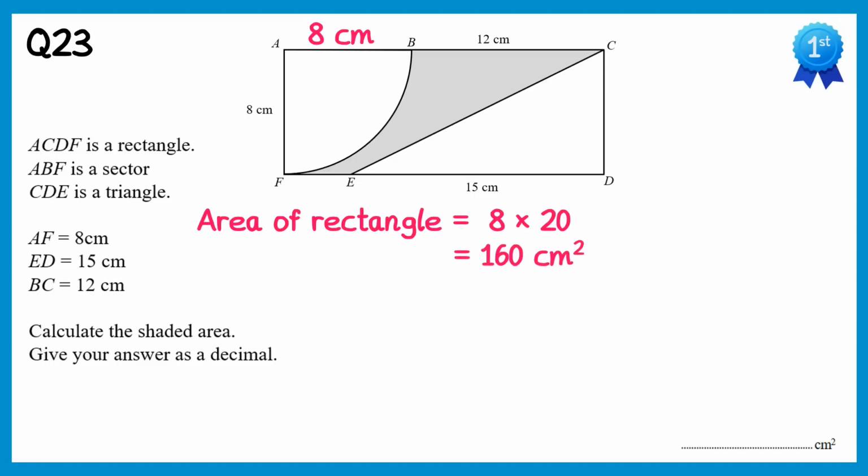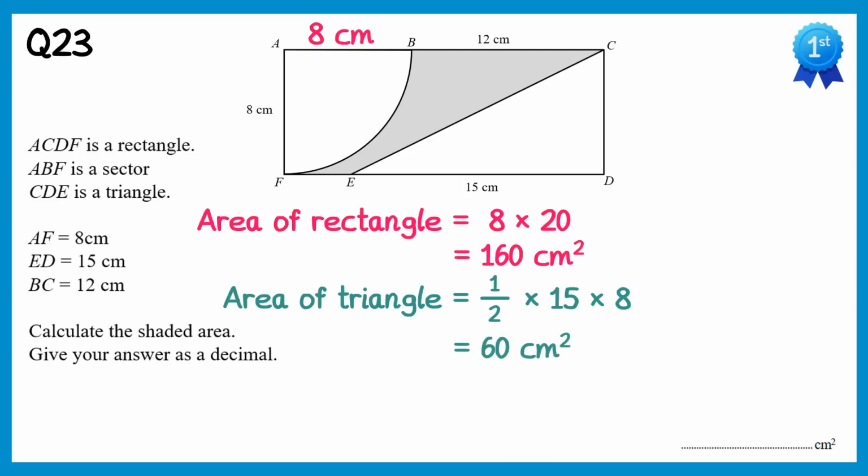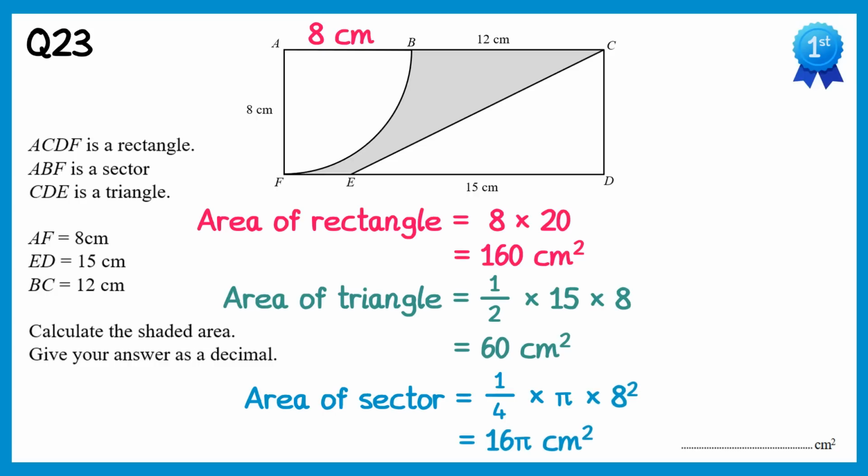Now let's look at the area of the triangle CDE. To find the area of this, I do half times the base, which is 15, times the height, which is 8. This will give you 60 centimeters squared. Now let's look at the sector. The sector is 1/4 of a circle, so the area will be 1/4 times pi times the radius squared, and the radius here is 8, so times 8 squared. If you type this into your calculator, you'll get 16 pi.